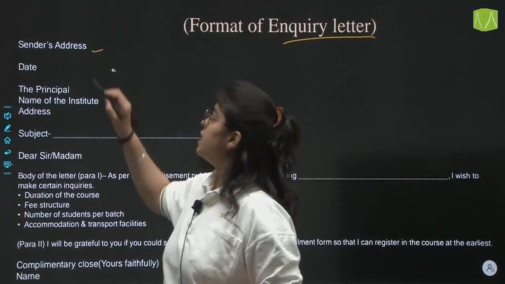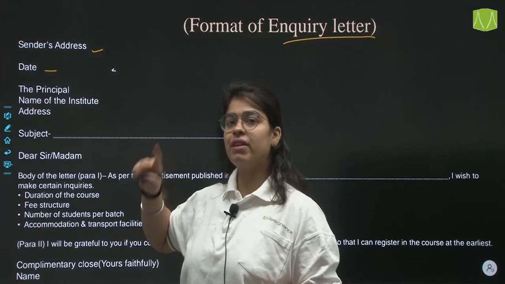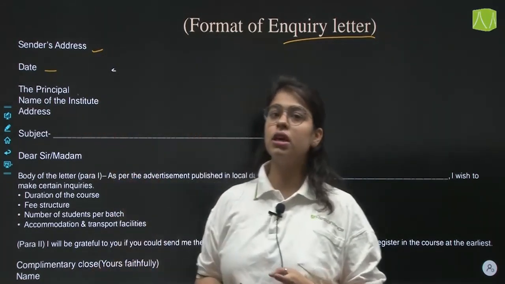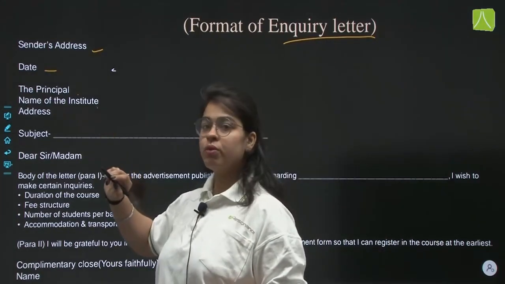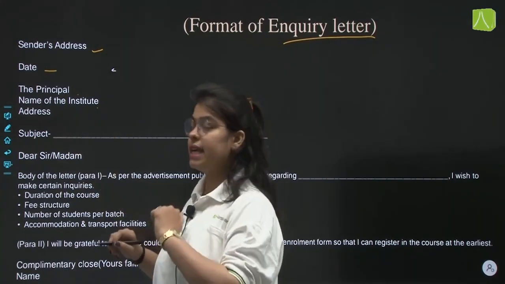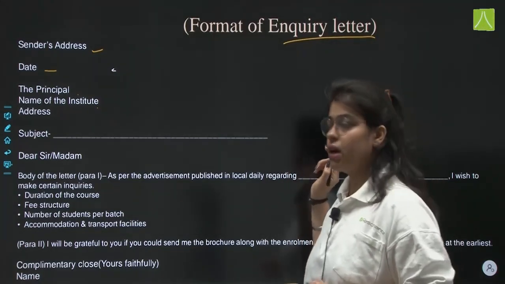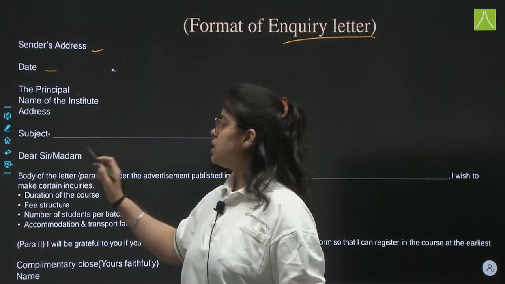So here we will write the sender's address, the one who is sending. The date, again the date format will be the same as earlier. Now the principal or the dean or the person who is conducting those classes, the name of the institute to whom we are addressing, and the address, the place, the city and state here we write. Then subject, inquiring about so and so batch or inquiring about so and so program, dear sir or madam.